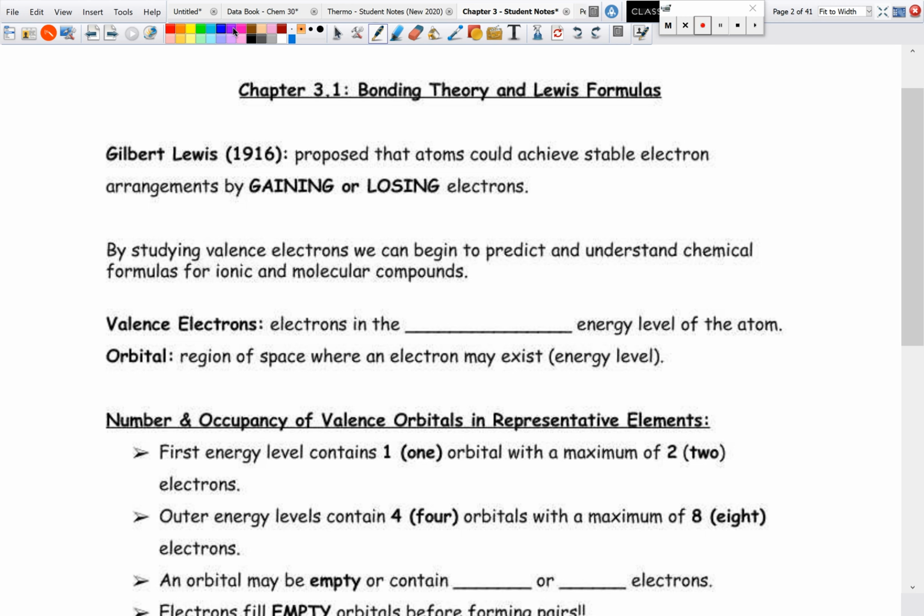So our theory is going to come from someone who started this whole idea about chemical bonding, a scientist named Gilbert Lewis. He proposed first that atoms could achieve stable electron configurations by either gaining or losing electrons, and he just studied the valence electrons. Remember, valence electrons are the ones in the outermost shell from your Bohr diagrams. By studying valence electrons, we can begin to predict and understand how chemical formulas for ionic and even molecular compounds form. So whenever you see the word valence, like valence shell, valence orbital, valence energy level, or in this case valence electron, these are electrons in the outer energy levels of the atom.